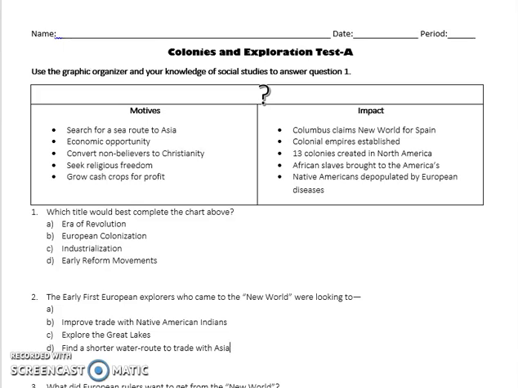Make sure you have your name and date and period on the test. Use the graphic organizer and your knowledge of social studies to answer question 1. Which title would best complete the chart above?